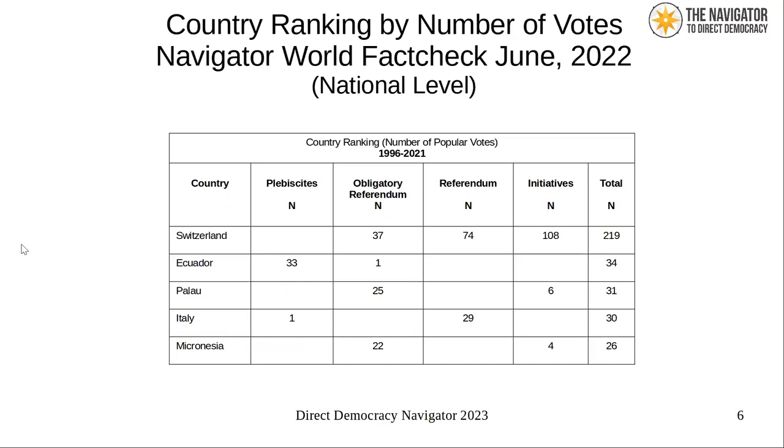And now at last, I will show you the country ranking by number of votes for the last 25 years worldwide, giving you an impression of how often it is used. And you see on first rank is always Switzerland, although Switzerland has no plebiscite instruments. On second place, very surprisingly, Ecuador. On third place, the island of Palau. On fourth place, Italy. And on the fifth place, it's Micronesia. So these are the first five ranking countries.